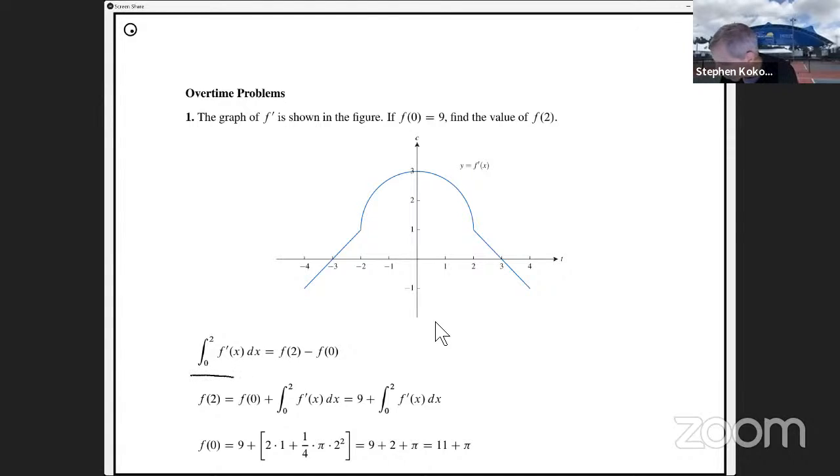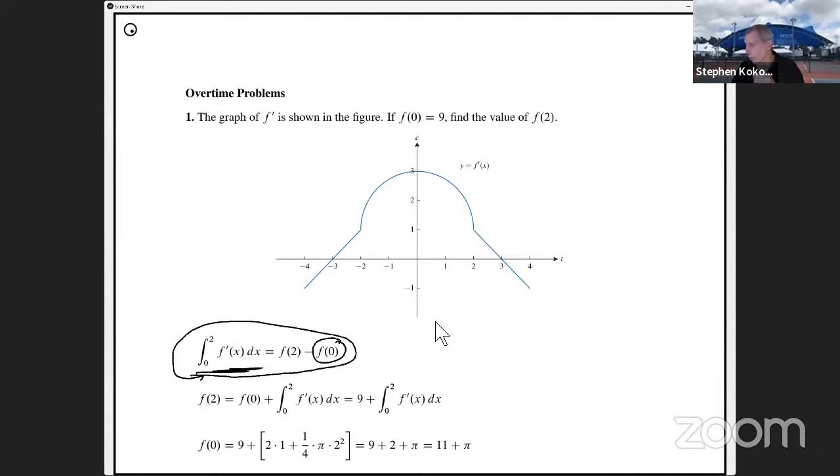We see a lot of problems like this on the free response portion of the exam, often associated with particle motion problems on a horizontal line. Tom and I have talked about this frequently, I think of these as a fundamental theorem of calculus problem. I write the integral from 0 to 2 of f prime of x is f of 2 minus f of 0. I know f of 0, and I can find this using the geometry in the problem, and I solve for the unknown f of 2. So that's a very typical sort of problem.